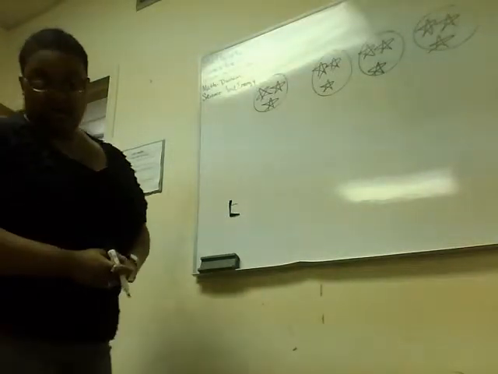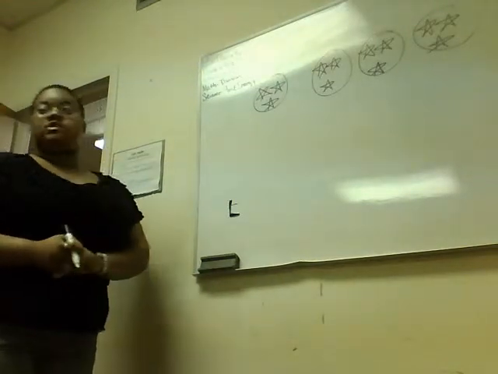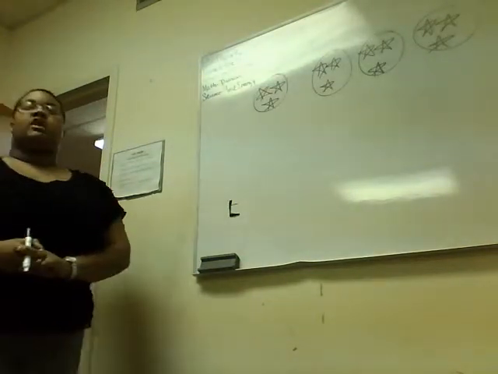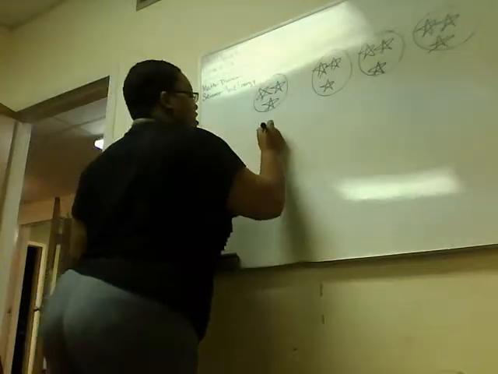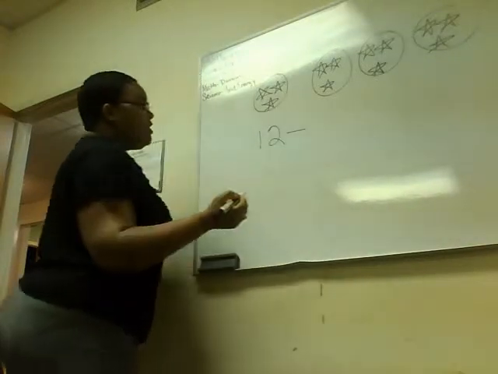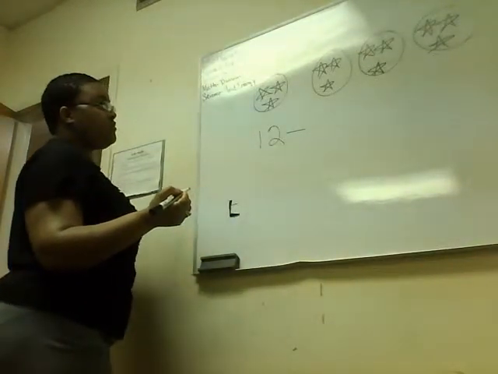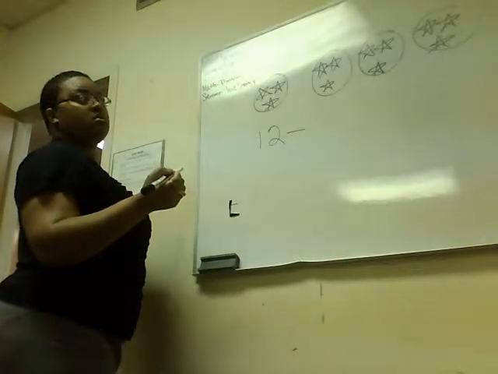So there's 12 stars total, yeah? Yes, ma'am. And how many groups of stars do we have? Raise your hand, Ashaki. 4. Good job. So we have 12 stars total, and we're going to divide that by what? Ashaki? 12 divided by 4.